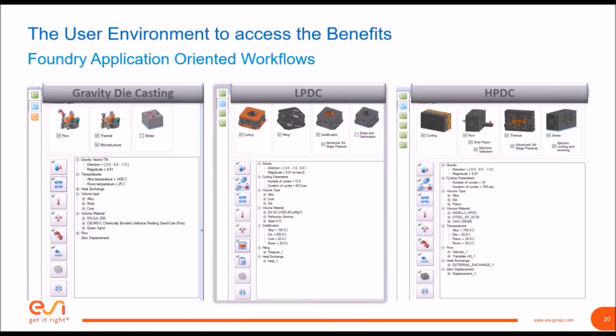So what we have is what we call foundry oriented workflows. It is based on each application. So we have gravity die casting, low pressure die casting, high pressure die casting, the more standard ones. These can be customized, of course, to the needs of each industry. What it basically does is allow users to choose what they would like to do. They would like to fill, certify, do some cycling, microstructure, stress. You can choose what you want, and based on what is chosen, it gives you a guideline as to what the next step should be.